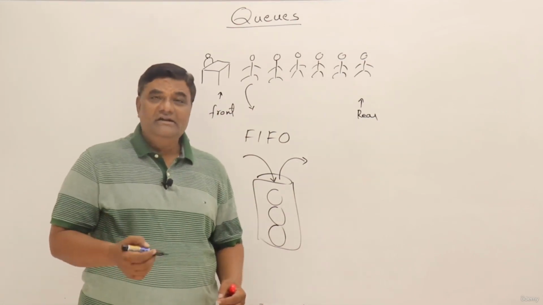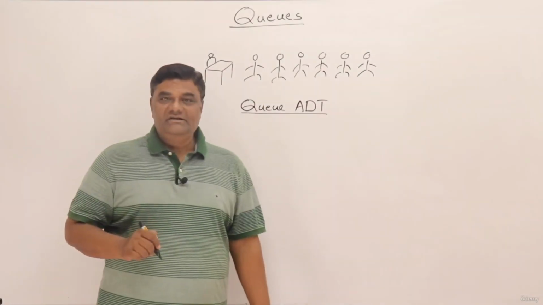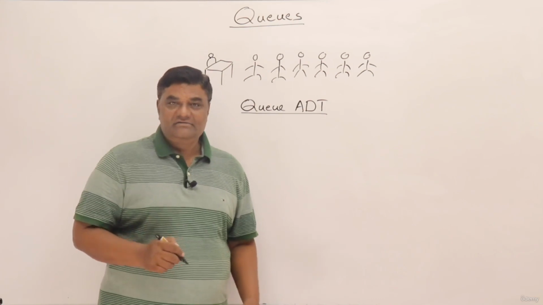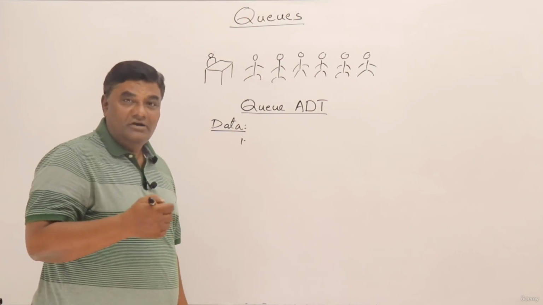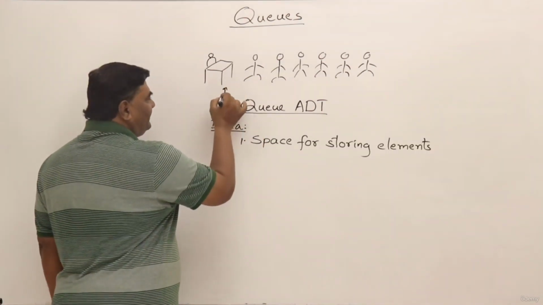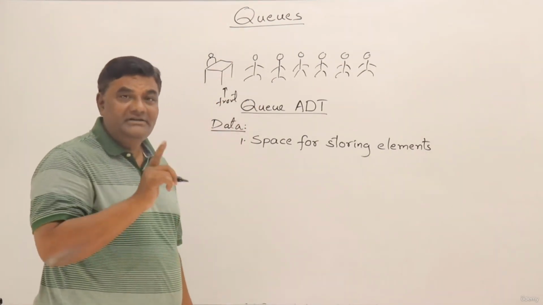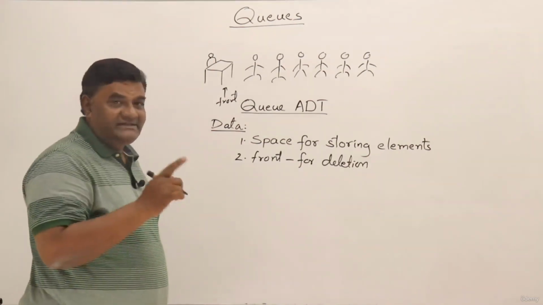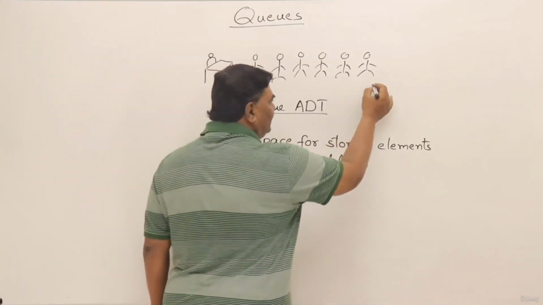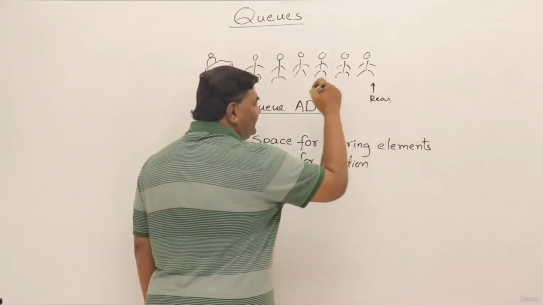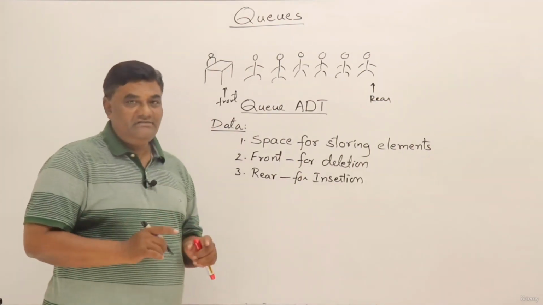So let us look at the ADT of a queue, the abstract data type of a queue. First of all, we will look at data. First of all, we need space for storing elements or storing objects. Next, we need a front pointer that is useful for deleting the elements. It may be pointing upon or before the first element, but it is used for deletion of elements. The next thing we need is a rear pointer that is used for inserting the element. It may be pointing upon the last element or after the last element, but it is used for insertion. So this is the data that we need: space, front pointer and rear pointer.